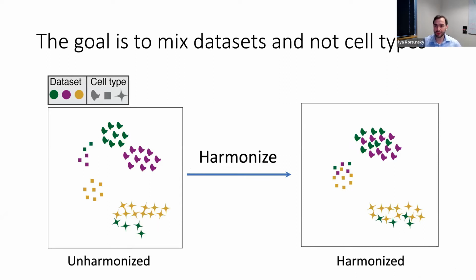So overall, with single cell integration, the goal is to remove some kind of effect, some batch effect, but keep the cell type effect. You don't want to remove that. And so in a very simplistic kind of cartoon, if we start with this unharmonized data where cells group both by cell type, here shape, and by data set, which here is denoted by color, we want to remove the effect of color, but keep the effect of cell type shape.